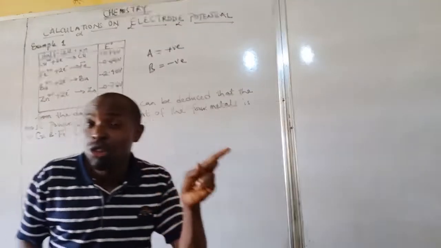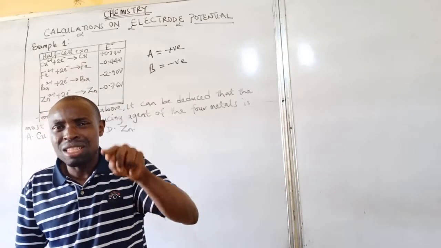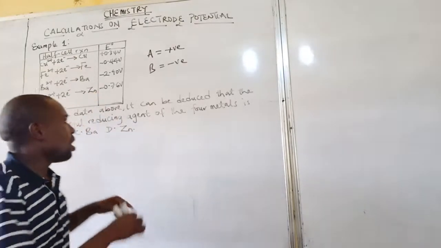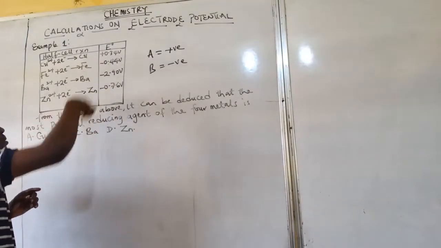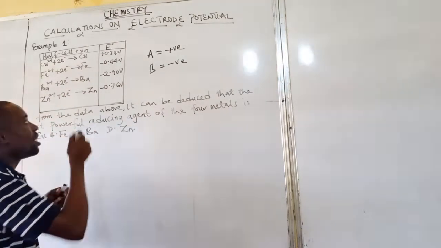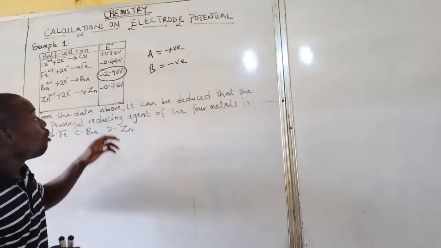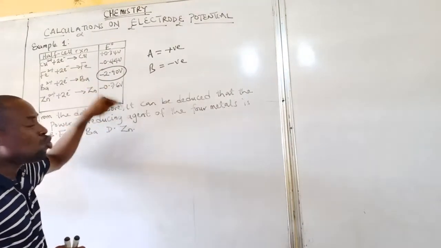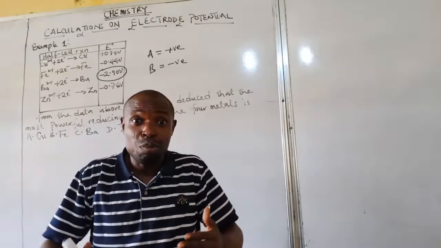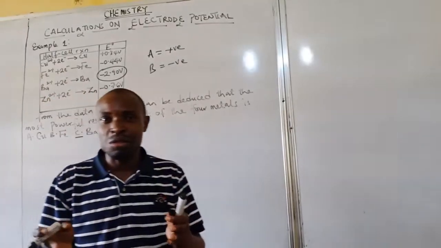But don't forget, as I told you in the previous video, that the most negative is the most powerful reducing agent. If you check all of them here, the species that is most negative is barium, having a standard electrode potential of minus 2.90 volts. And as such, the answer just popped up like that. So the answer is C. So move to the next question.